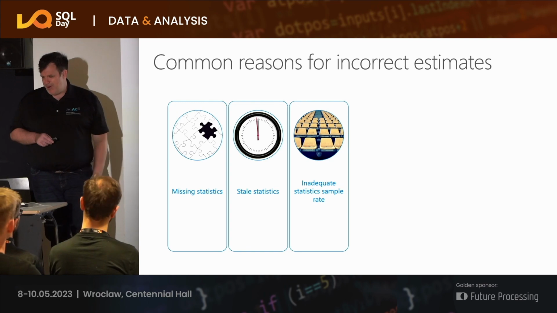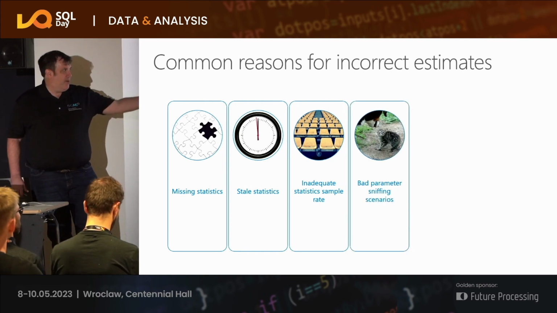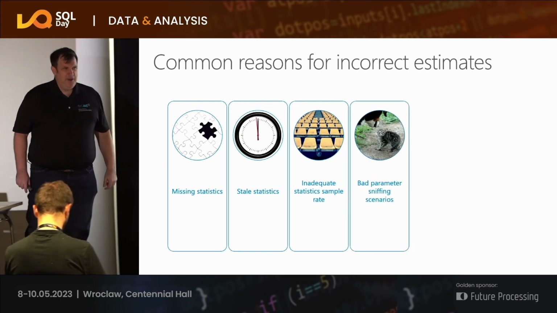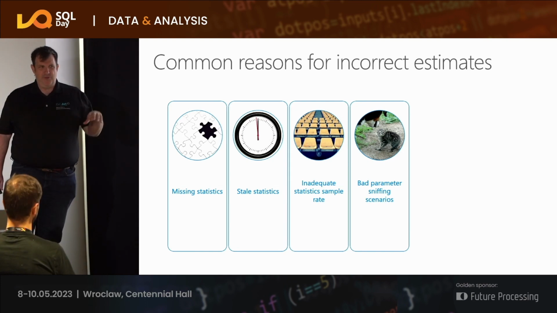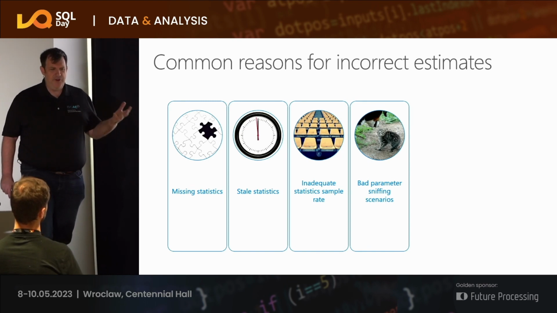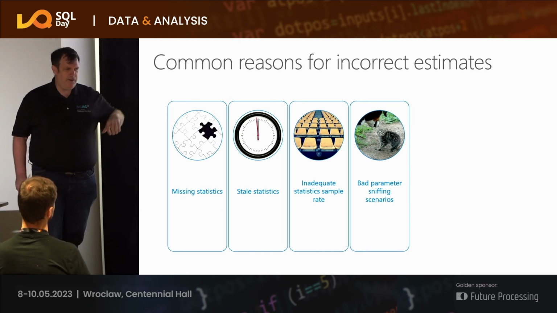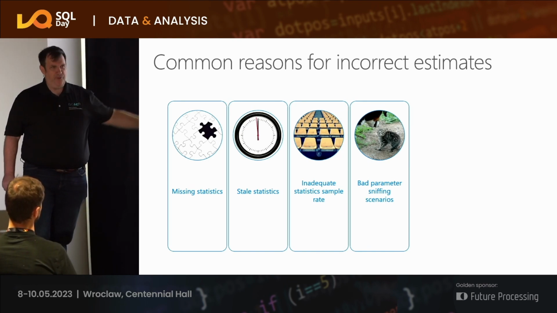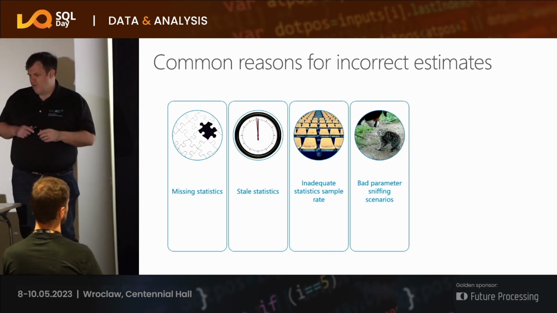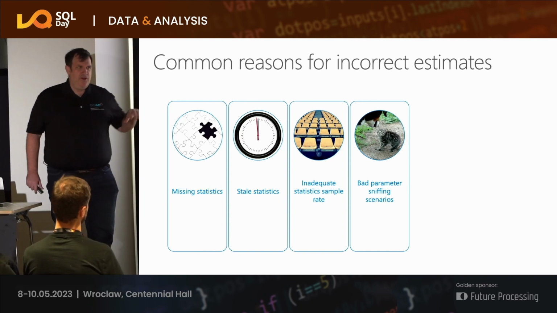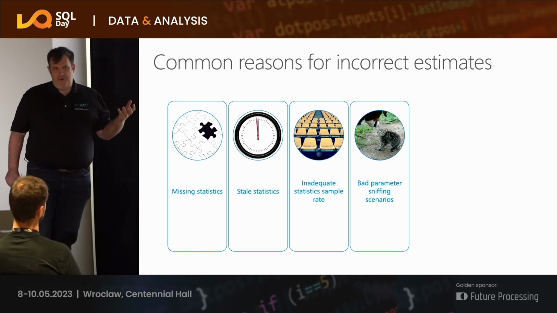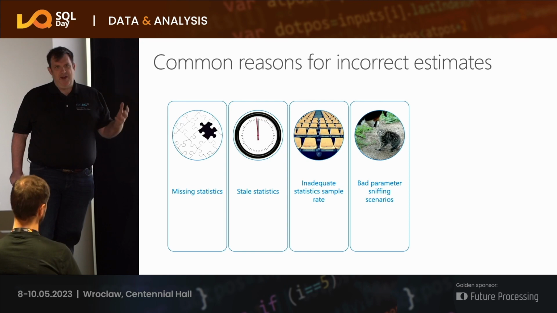So that's another one: bad parameter sniffing scenarios. Parameter sniffing is when SQL Server creates an execution plan. When you pass in a parameter, it creates the plan based on the first value that the procedure is compiled with. So if you have a bad data skew scenario, which we're going to show an example of in some of our demos, your plan may be optimal for the first parameter, but bad for other ones.